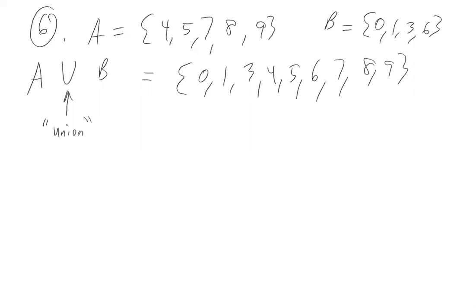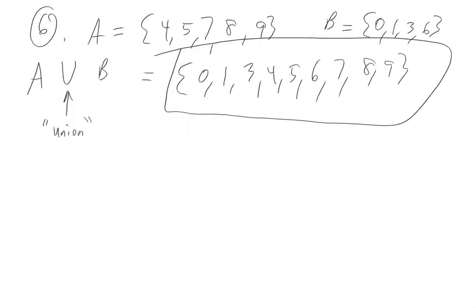Now, a union cannot include something that was not in any of the original sets. So I cannot put 2 into the union because 2 is not in either one of the sets at first. But a union does include everything that was in either one of the original sets. It includes all of it. So that's the answer to that problem.